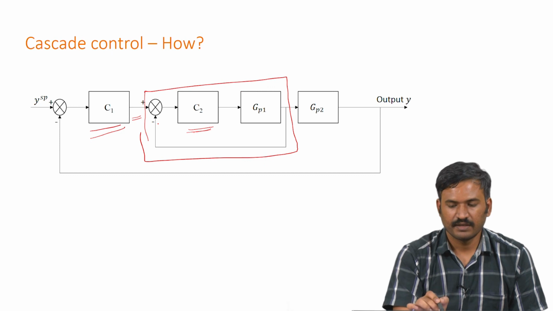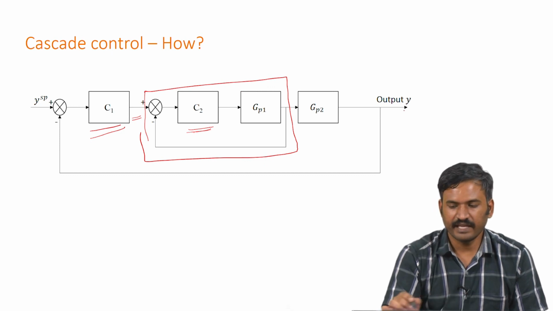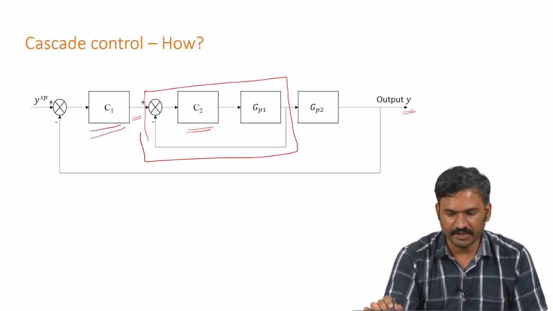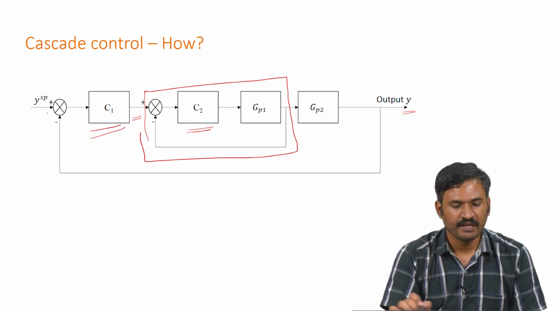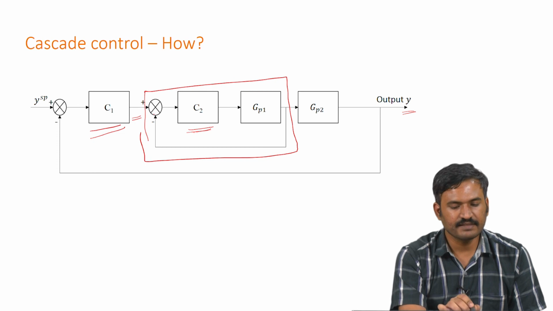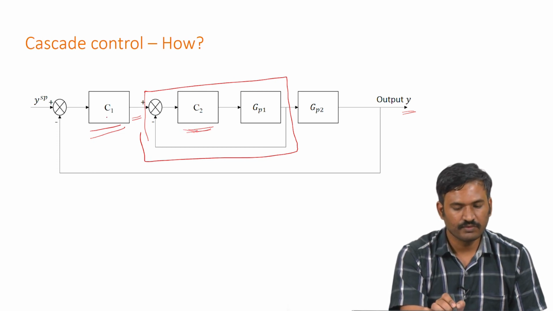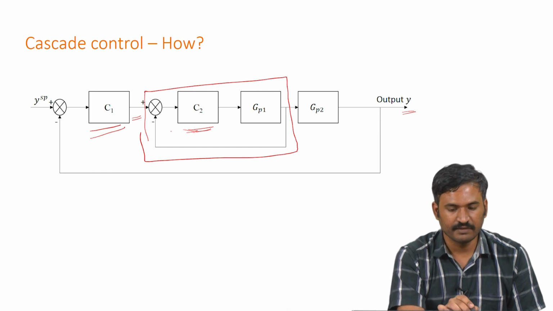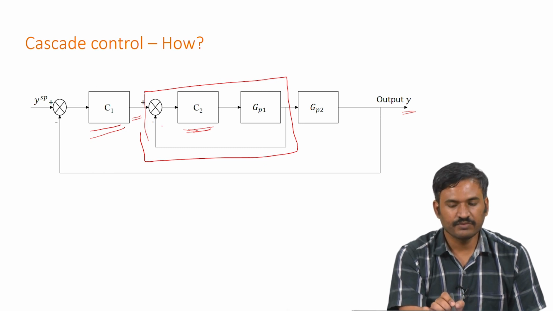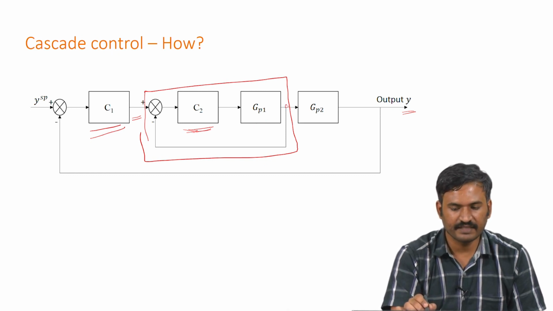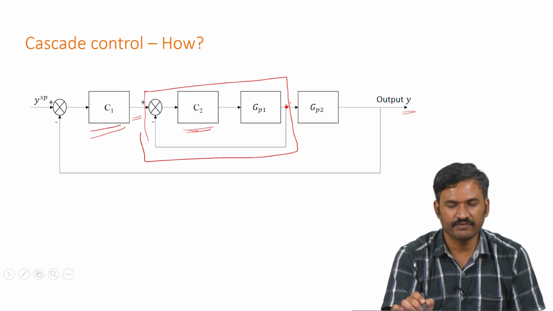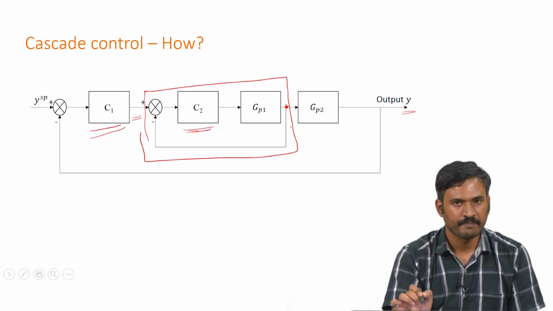So, any change in the output as measured by the measurement device will change the set point of controller 2 via controller 1, and this controller 2 will act as fast as possible because of the fact that we are measuring the output of GP1 here.